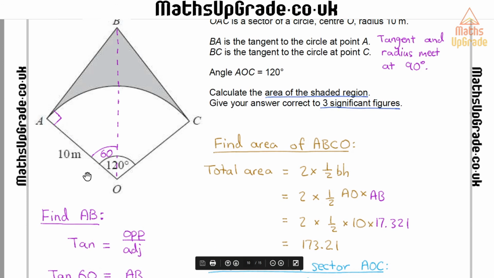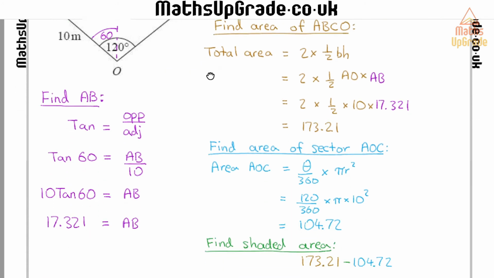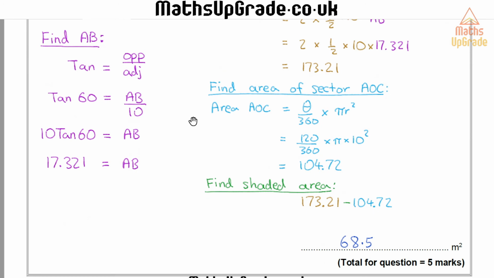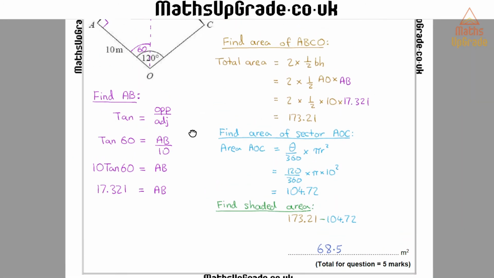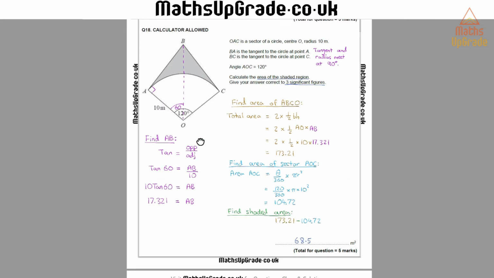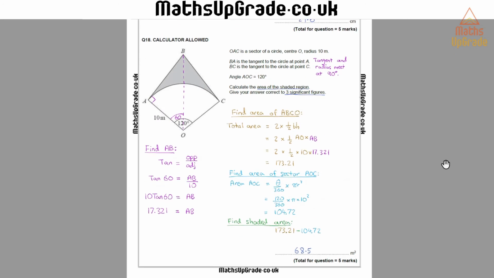So I now know the area of the entire diagram and I know the area of the white sector. I can now subtract those to find the area of the grey shaded region. And that there is simply 68.5 meters squared to 3 significant figures. The whole question there is worth 5 marks.